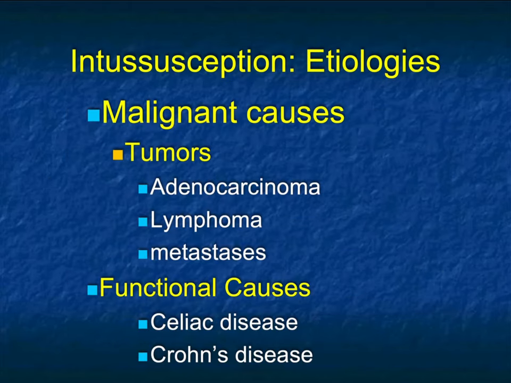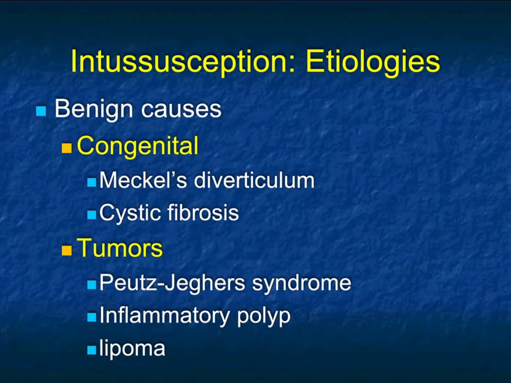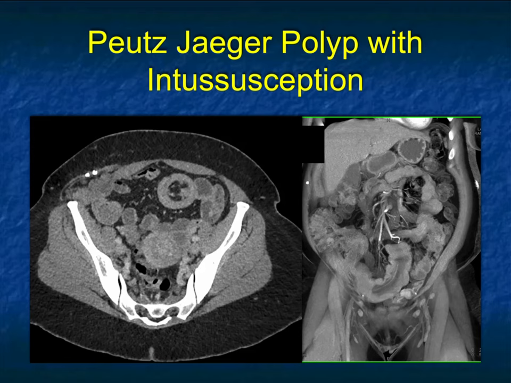And again, as we talk about intussusception, we talk about both malignant and benign tumors, but I also mentioned functional causes. Celiac disease and Crohn's disease are two possibilities. Also, we can see, and all of you have seen, intermittent intussusceptions in the patient's proximal jejunum. Benign causes of intussusceptions, Meckel's, cystic fibrosis, tumors like Peutz-Jeghers or inflammatory polyps or lipomas are all in the differential diagnosis.